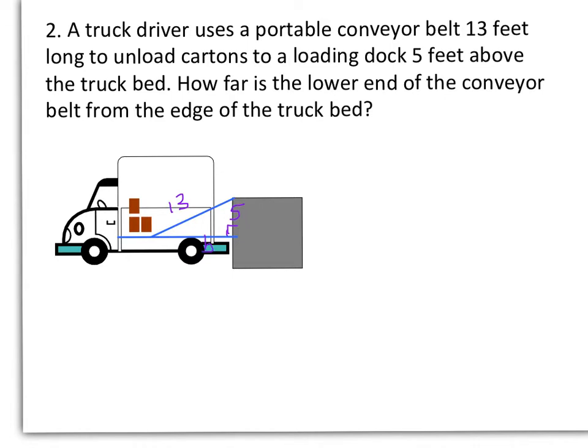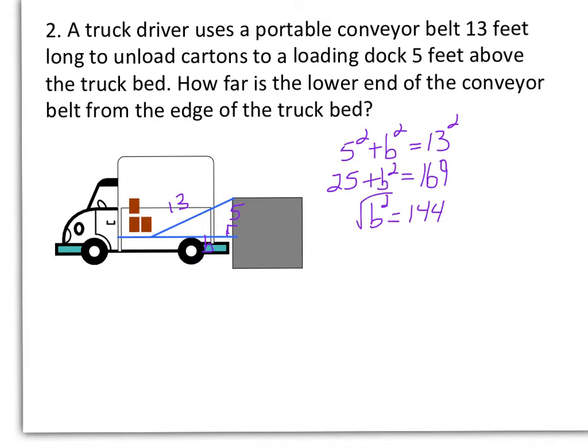So again, using the Pythagorean theorem, this time we know one of our legs, but not the other. So 5 squared plus B squared equals our hypotenuse squared, or 13 squared. So squaring 5 and 13, then subtract 25 from both sides, and then finally take the square root of both sides. We get that our other leg is 12, so the length from the edge of the truck bed is 12 feet.